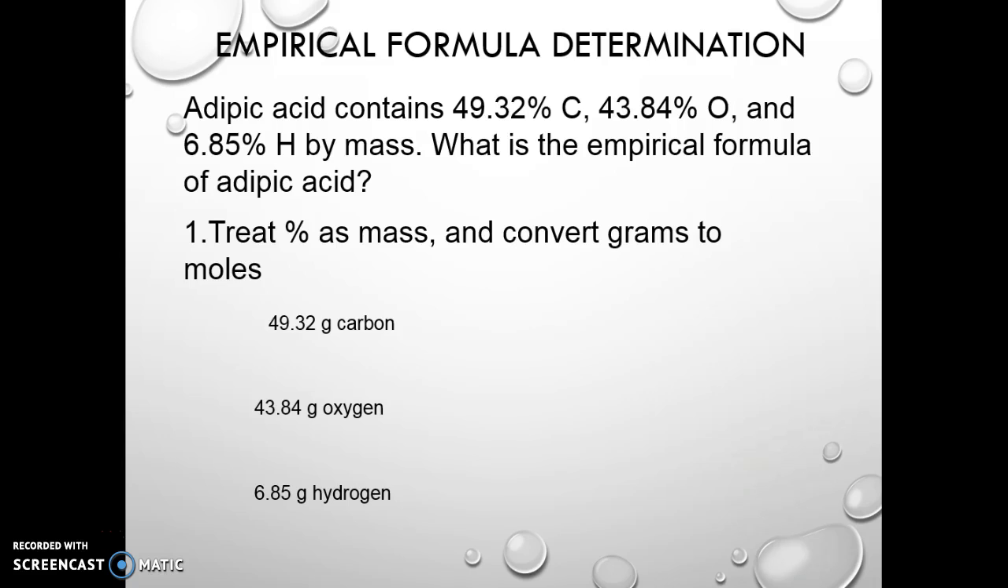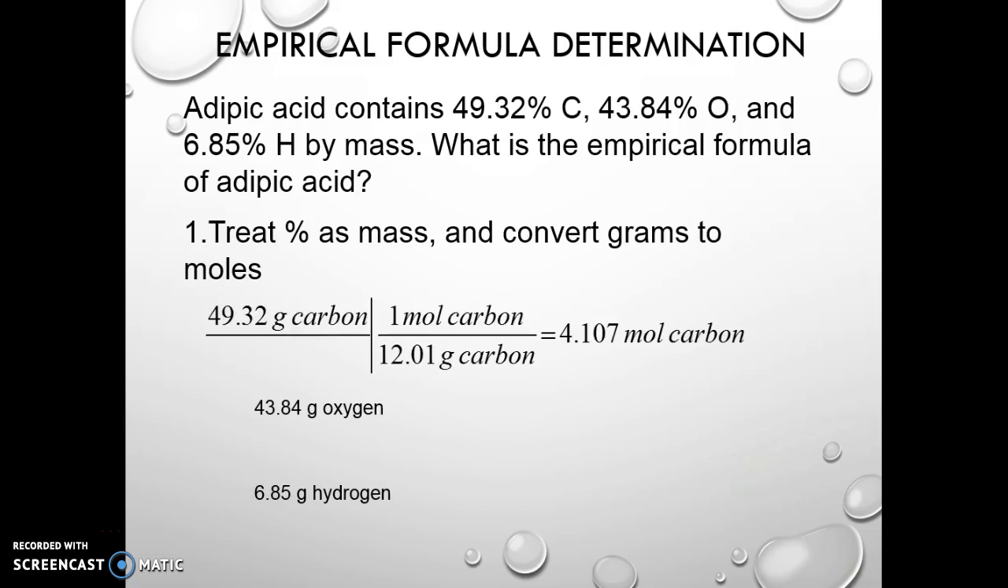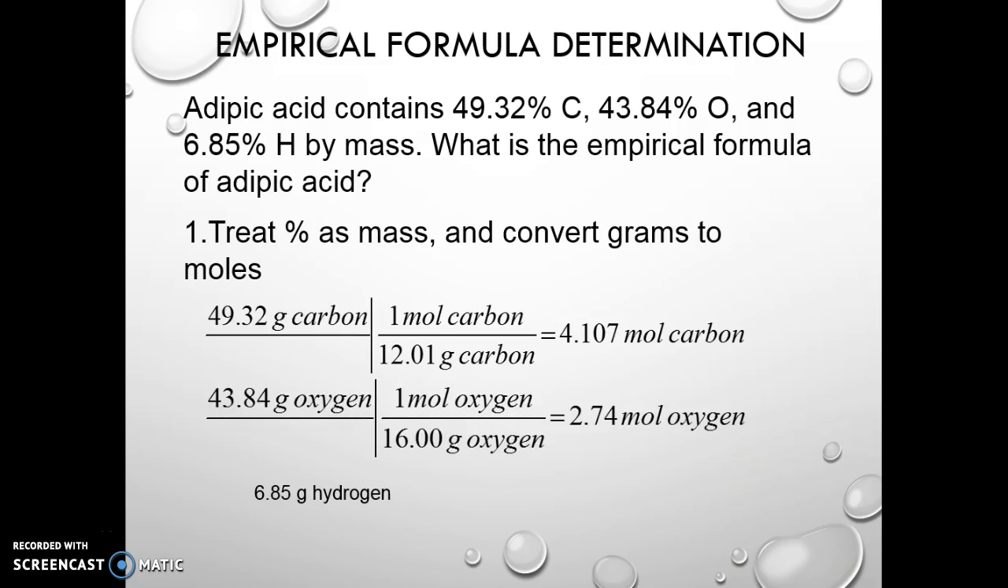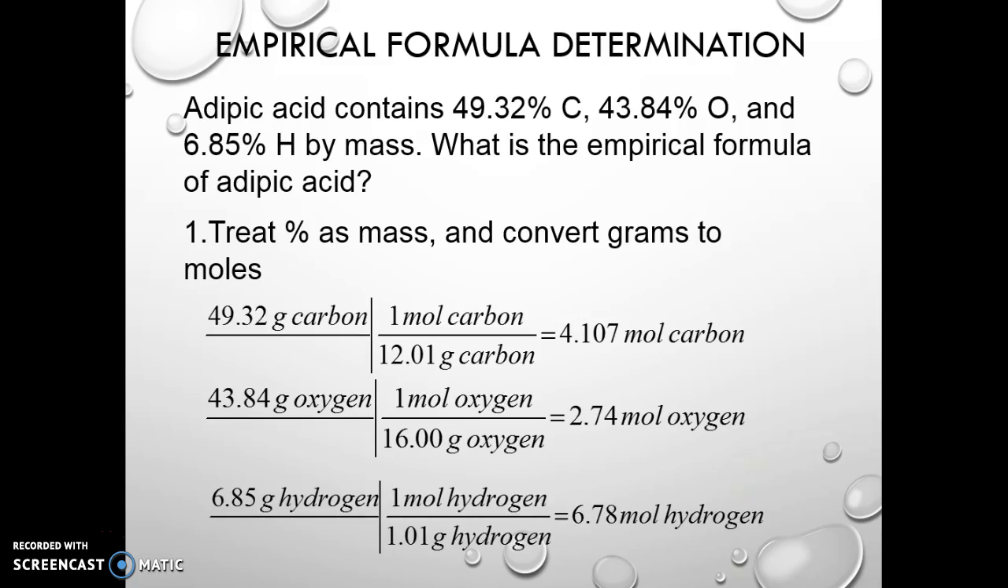All right, the next step is to convert to moles. So this was step 1. Now we need to do step 2 where we're converting grams to moles. So here we go, grams to moles. 49.32 grams of carbon to moles of carbon, we see 4.0107. Oxygen, okay, and hydrogen. Now I'm going through this quickly because this should be something that you know.